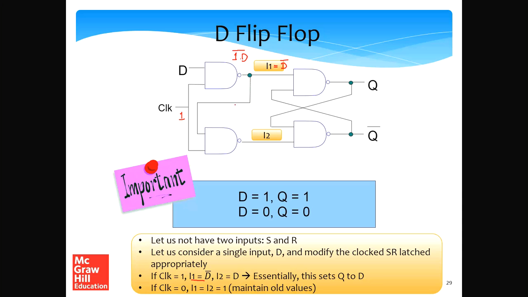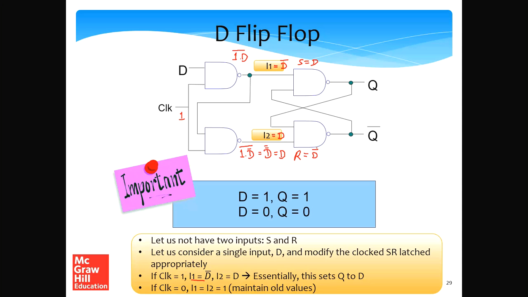And if this is equal to D bar, D bar will come over here. So what we'll compute here is 1 and D bar, which is equal to, right? So I2 is equal to D. Alright, after that we have a typical SR latch. Here we can say that the value of S is essentially equal to the complement of this, which is D, and the value of R is equal to the complement of this, which is D complement.